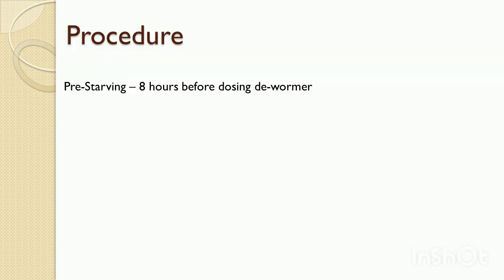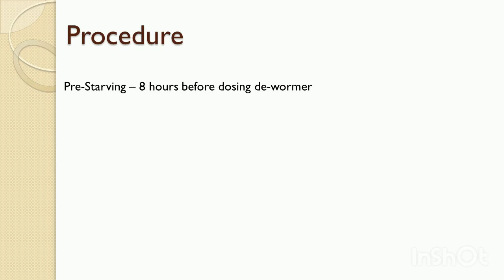This is the most important part of our presentation, the procedure part. Before we administer a dewormer into an animal's body, we ensure that the rumen is empty, which means we keep the animal on a starving mode for 8 to 10 hours.